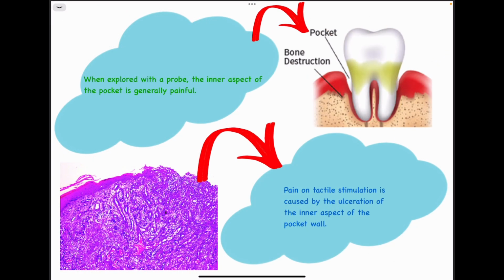Moving on towards our fourth feature, right? So when explored with a probe, the inner aspect of the pocket is generally painful. Now as we have discussed previously, there is a huge amount of inflammatory reaction which is occurring inside the pocket wall, right? So whenever you are trying to probe with the help of a probe, there is a painful sensation to the patient.